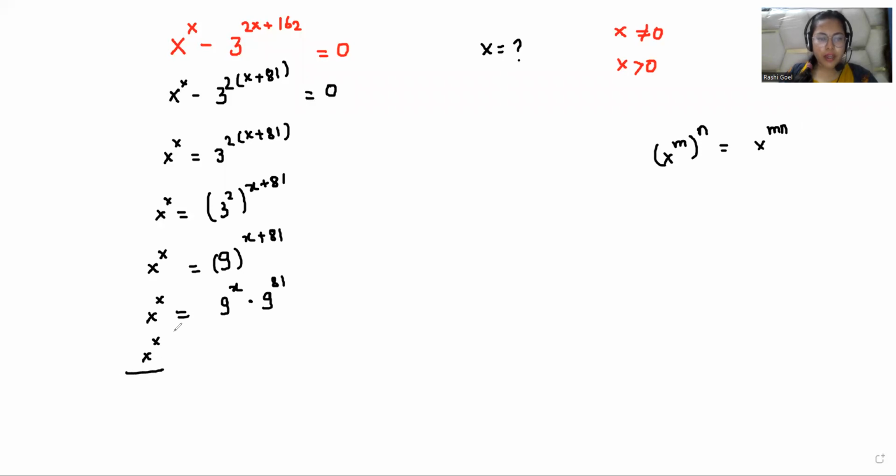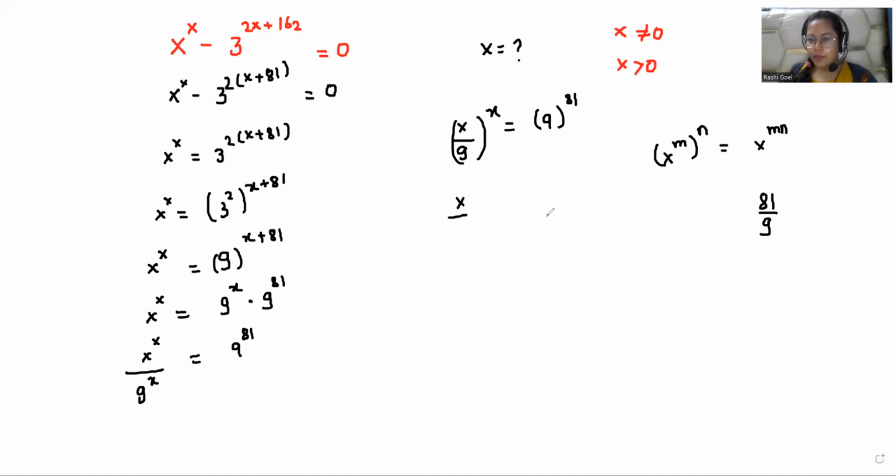So x^x, if I take 9^x here, then 9^81. And I can write it as (x/9)^x is equal to 9^81. So 9, we can call it as 81/9 also. So if I replace it, then it looks like (81/9)^81.